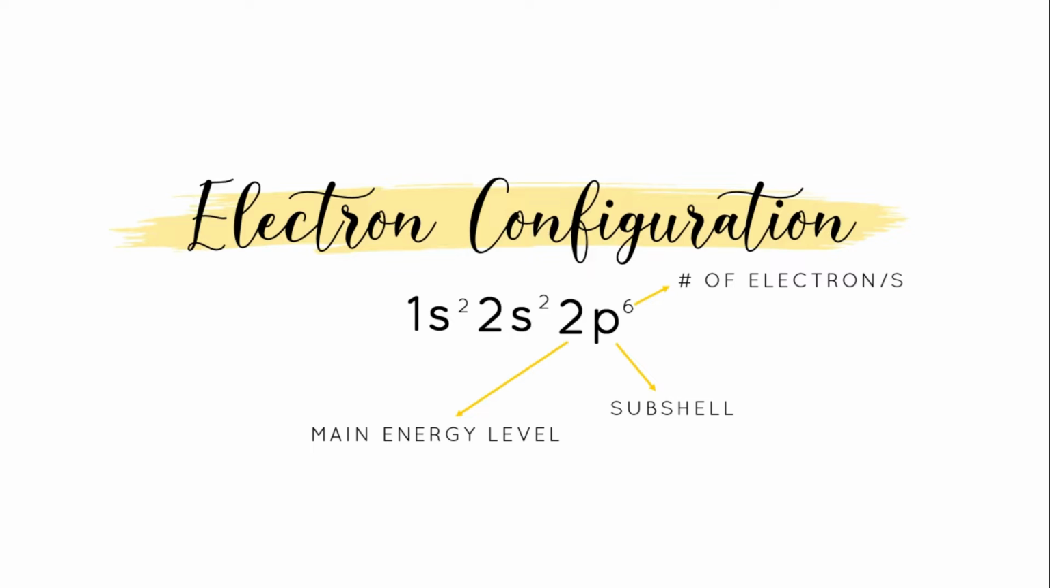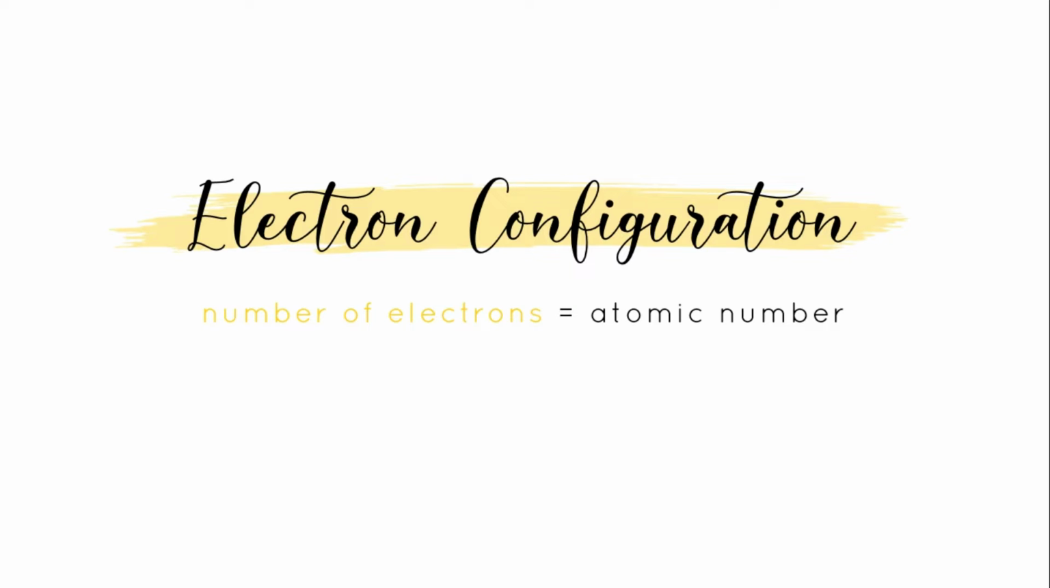So notice that all our superscripts, when added, are equal to 10. 2 plus 2 is 4, plus 6 is 10, which is equal to neon's atomic number or neon's number of electrons. Therefore, in writing the electron configuration of a specific element, we need to know two things. First, we need to determine its number of electrons, which is also equivalent to its atomic number. Second, we need to know and follow the electron distribution mnemonic.